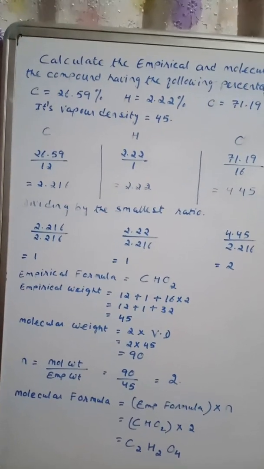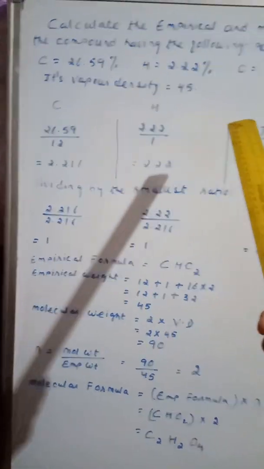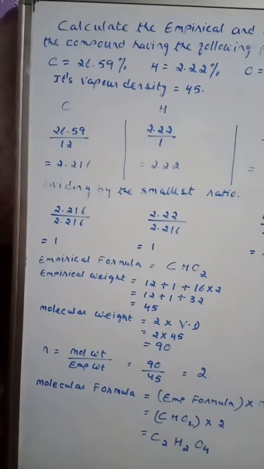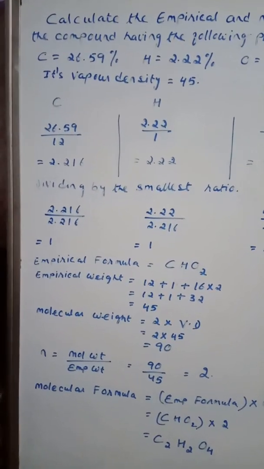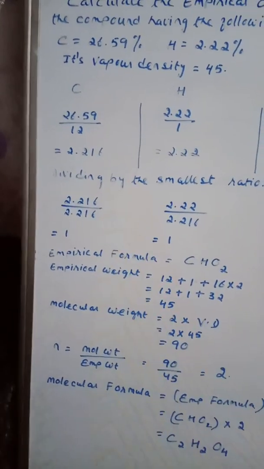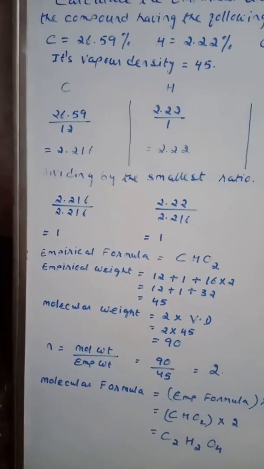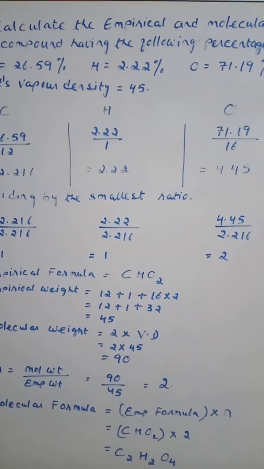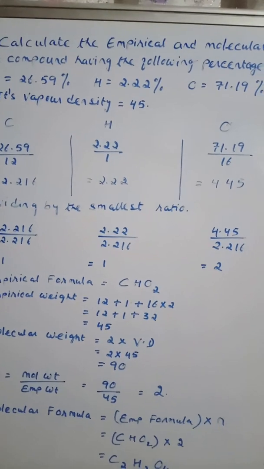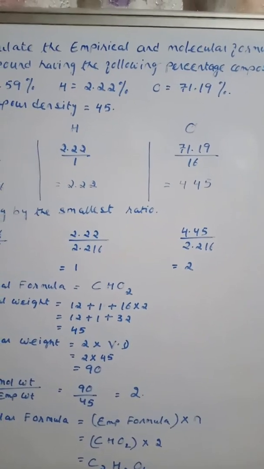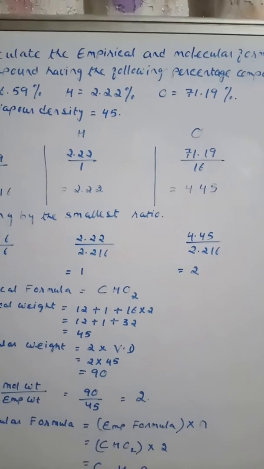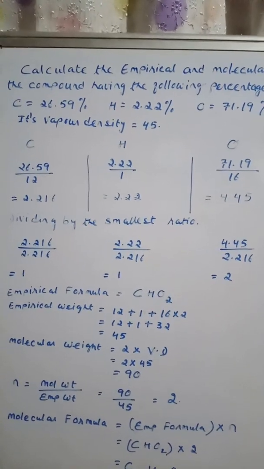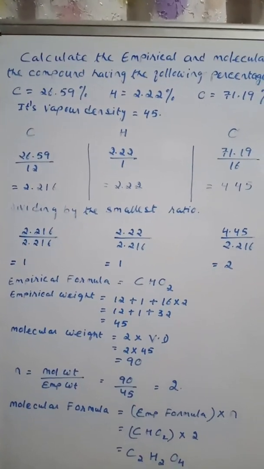So the first step is we write down the name of these elements: carbon, hydrogen, oxygen. And we divide their percentage by their atomic mass. So 26.59, that is the percentage of carbon, divided by 12 will give you approximately 2.216. Likewise, the percentage of hydrogen is 2.22%, divided by the atomic mass of hydrogen, which is 1, will give you 2.22. And the percentage of oxygen is 71.19%, divided by the atomic mass of oxygen, that is 16, will give us 4.45.